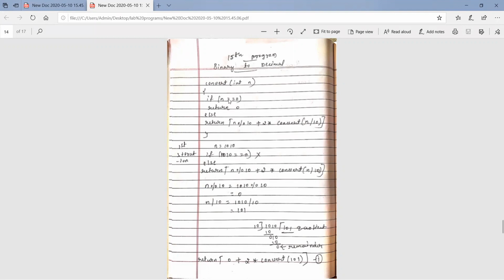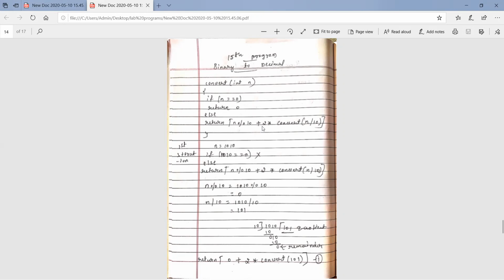that n is the given binary number. Inside the function, first we check whether n equals 0. If n is 0, that is, the given binary number is 0, then the decimal equivalent of that number is also 0, so return 0. Else, if the given binary number is not 0, a non-zero number, then return n modulus 10 plus 2 star convert n divided by 10.